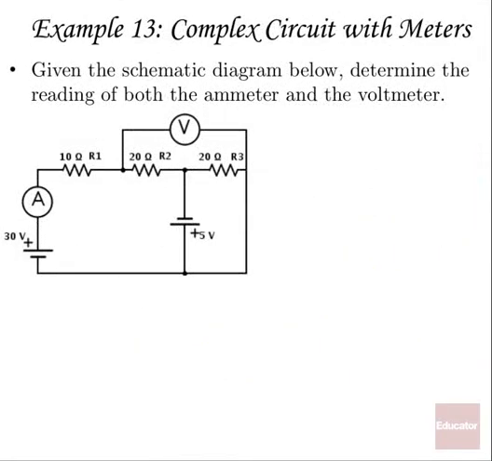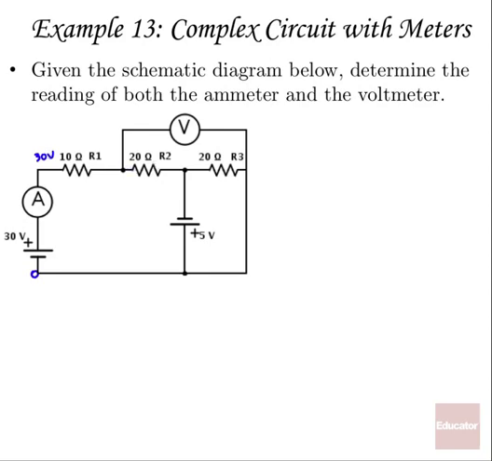All right, let's take a look at a complex circuit with meters. Given the schematic diagram below, determine the reading of both the ammeter and the voltmeter. Well, what I'm going to do to start this off, we've got a couple power supplies here, is just look at this for a minute and see what we can figure out. We'll call this the 0 side of our battery, so that's 30 volts. That must be 30 volts here.